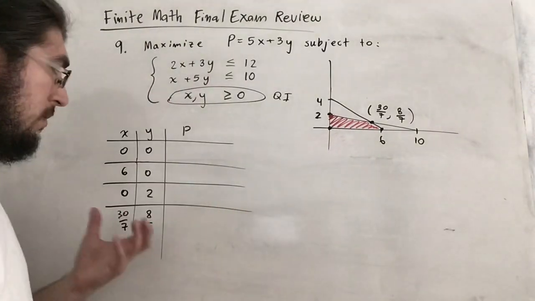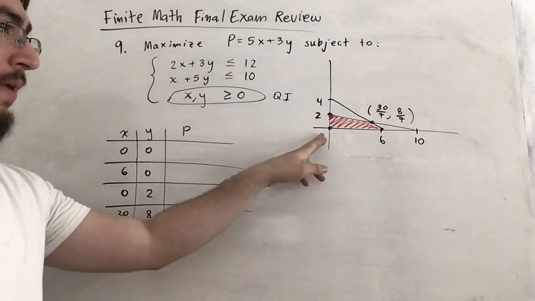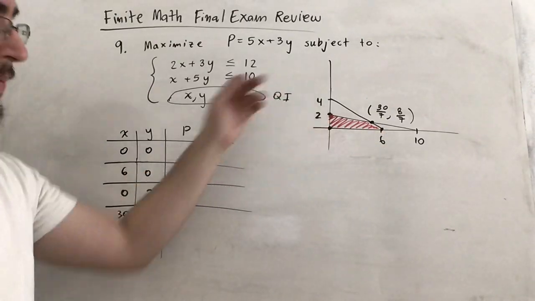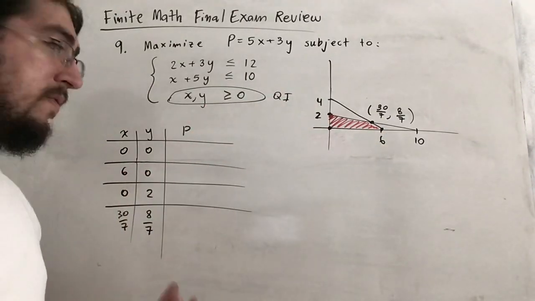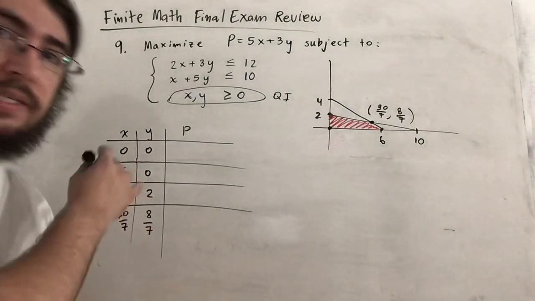Right, so this is the table I was talking about. We have our x and y values corresponding to these corner points, (0, 0) being this corner, (6, 0) being this corner point, (0, 2) being this one up top, and then finally the one we just found, (30/7, 8/7). And now finally what we have to do is plug each of these into P.